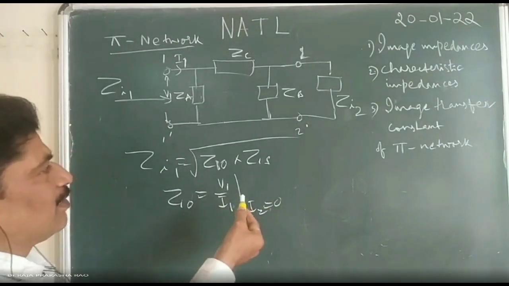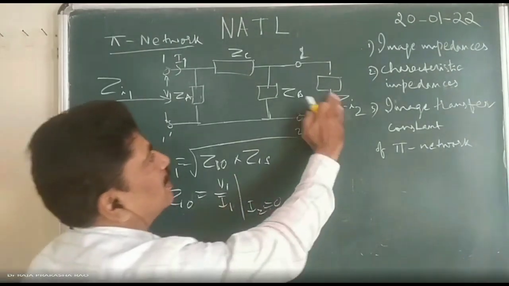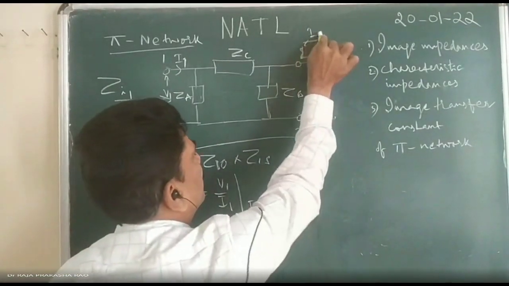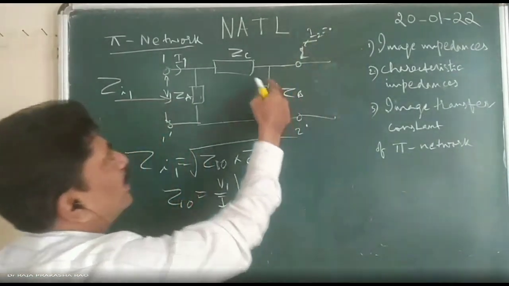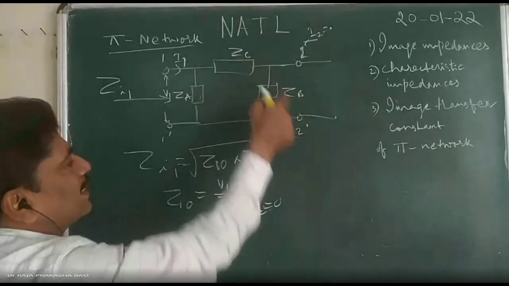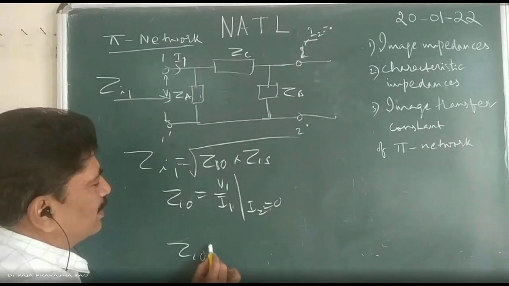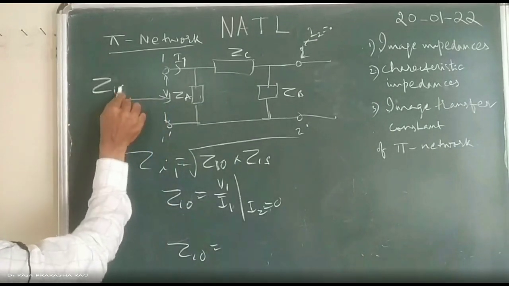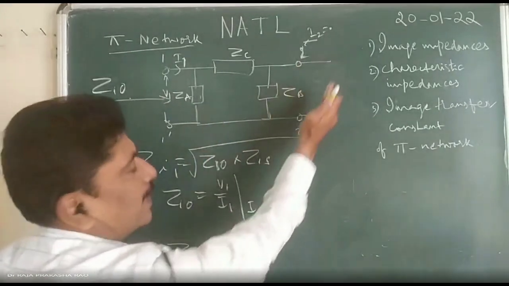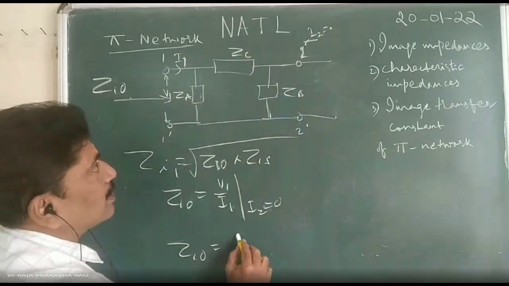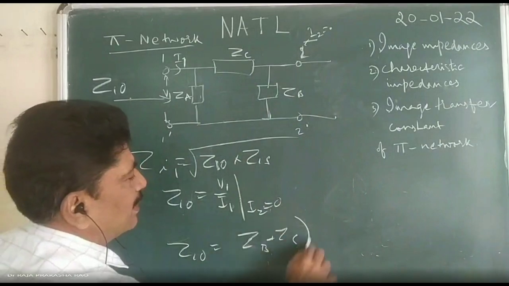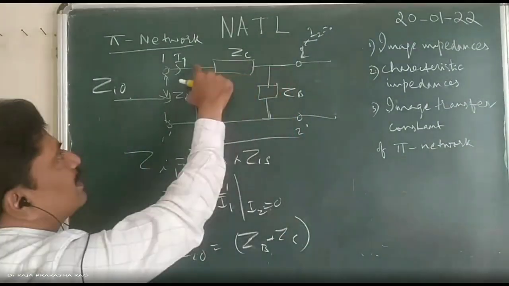Let us find Z10 now. When I2 equals 0, the second port will be open. When it is open, ZB and ZC will be in series. Looking from this end, let us find Z10. It is open, so these two are in series: ZB plus ZC. ZB plus ZC, this combination is in series or parallel?